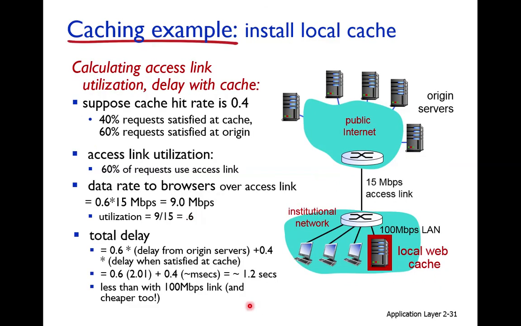The delay is reduced to 1.2 seconds. So the web cache, and it is cheaper. Okay, so it is less than a 100 Mbps link. This delay is less, as when the access link was 100 Mbps. Okay, so this is a cheaper solution. So this is the example, web cache.